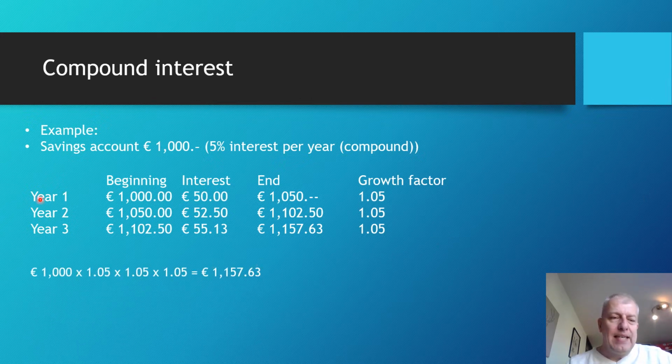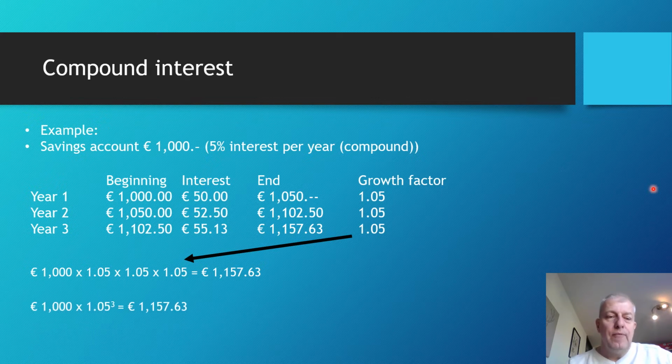Well, I can easily say if the growth factor is 1.05, I can write this down shorter, and I can say 1,000 euros with which we start times 1.05 times 1.05 times 1.05 gives me the exact same amount as at the end of the third year. Well, as you can see, I multiply it by the growth factor, which I explained here as well.